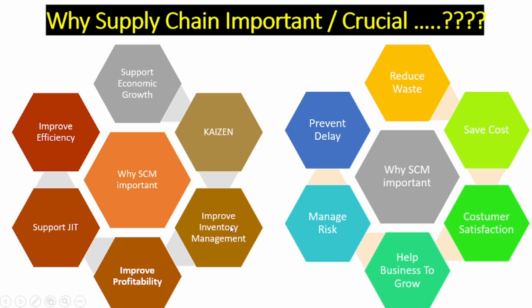Next, we're talking about improved inventory management. First of all, we have two types of inventory. We have the raw material inventory, and we have the finished goods inventory. If the inventory of our supply chain is good and up to date, the process of manufacturing and the process of supply chain will also improve. If the inventory is not properly maintained, then it will hit the supply chain.